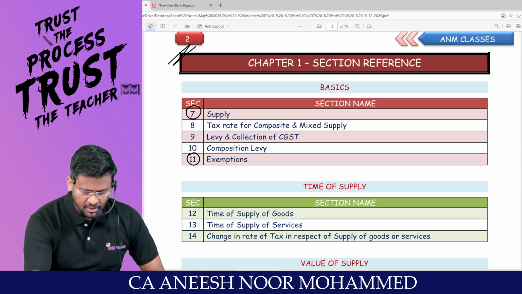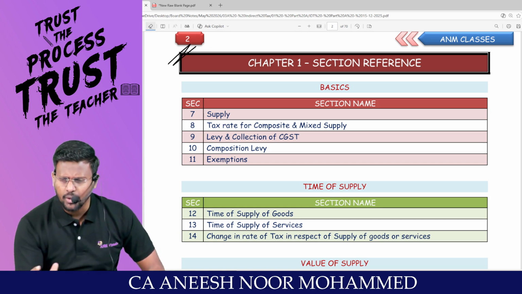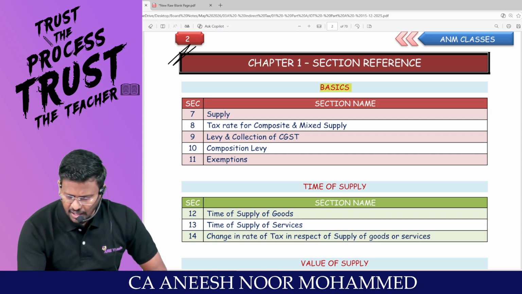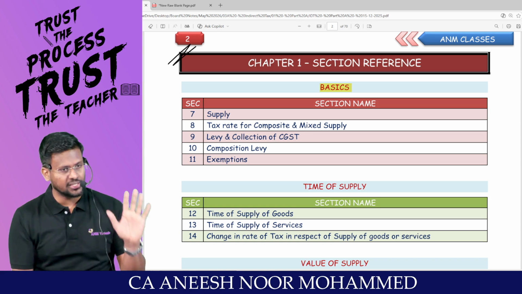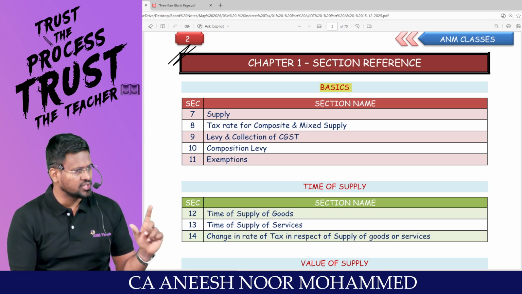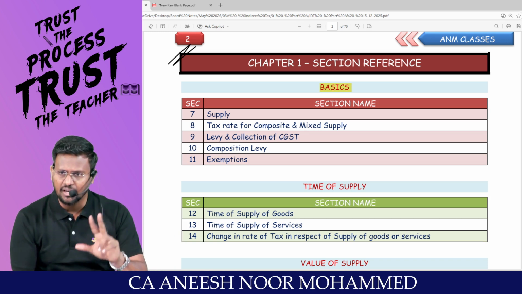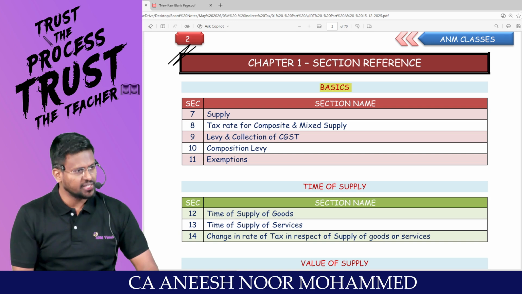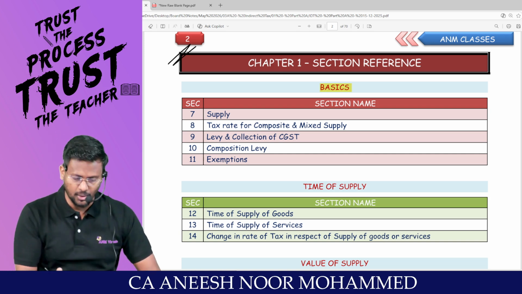Whether you are an Inter student or a CA Final student, this part is called the basics of GST. Section 7 supply, section 8 tax rate for composite and mixed supply, section 9 levy and collection of CGST, section 10 composition levy, section 11 exemptions. Are you all ready with me?